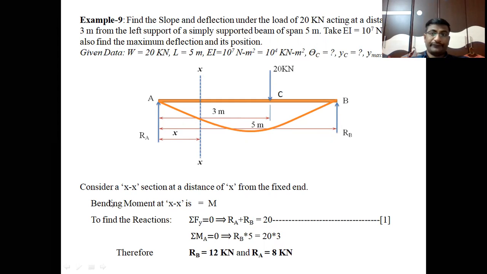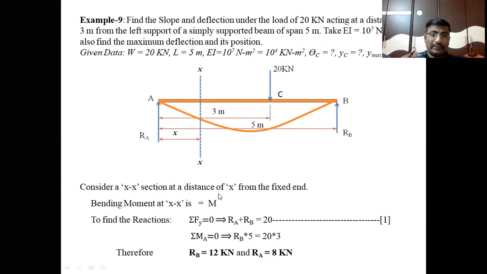Okay, students, let us go to the solution. Consider an XX section at a distance of X from the left support. So after considering the XX section, you have to write the bending moment at XX. Let us take the bending moment at XX as M.